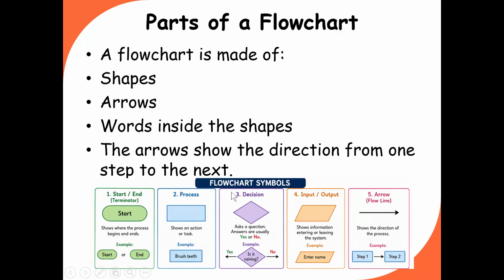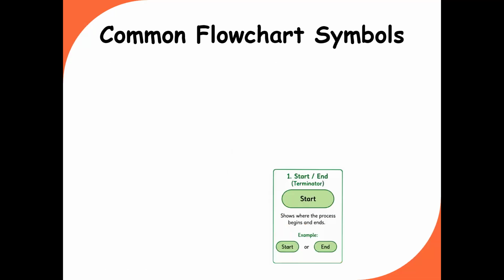So these are the symbols we use to make a flowchart. The start and end: the start at the beginning, the end at the end. Process shows an action or task, like brush teeth. We use what? Rectangle. Decision is to ask a question. And we use this shape for input or to output a message. An arrow connects our shapes, and it also shows the direction of the process from step 1 to step 2 to step 3 up to the end.